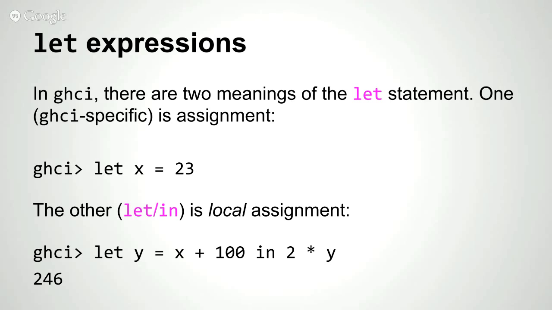And this is one of the things I don't like about GHCi, that they mean totally different things. The let is a global assignment. The let in the form on the bottom is local assignment. So you're having y equal x plus 100. X refers to the global-to-GHCi 23, and y becomes 123. But then that y is thrown away because it's a local variable.